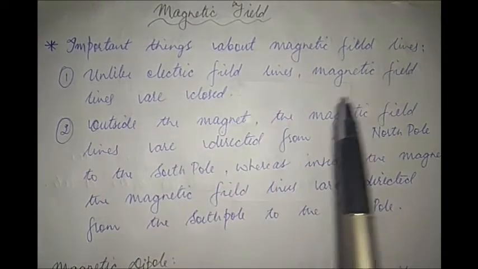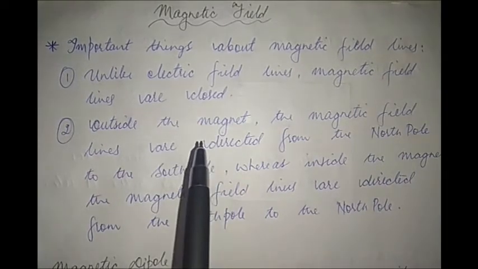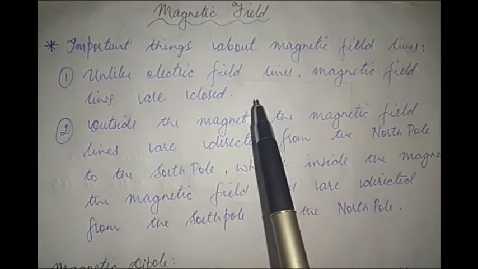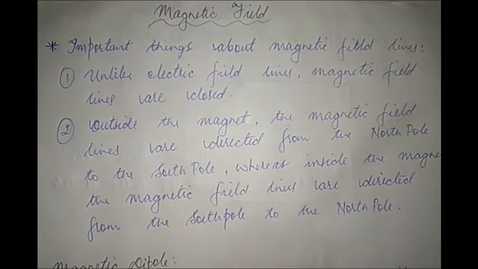Unlike electric field lines, magnetic field lines are closed. Electric field lines, we know, start from the positive charge and end on the negative charge. They don't come back from the negative charge to the positive charge to form a closed loop. So therefore, remember, electric field lines are not closed loops, whereas magnetic field lines are closed loops.